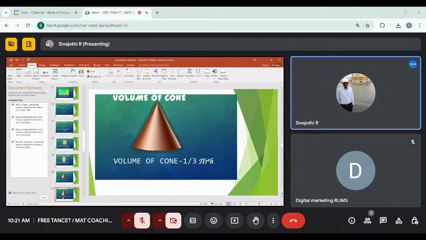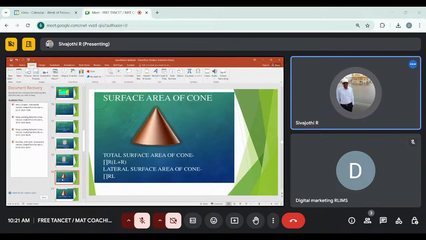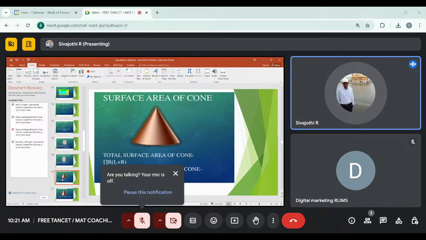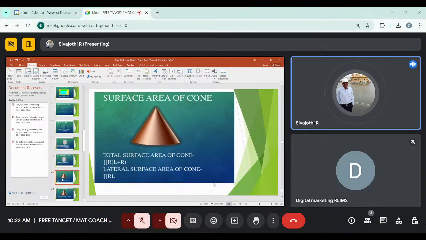Okay. We'll go for surface area of a cone. The formula is pi capital R into capital L plus pi R square. Lateral surface area of a cone is pi capital R capital L. So we have to substitute the values for capital R and capital L, whatever values are given, and we'll get the answer.